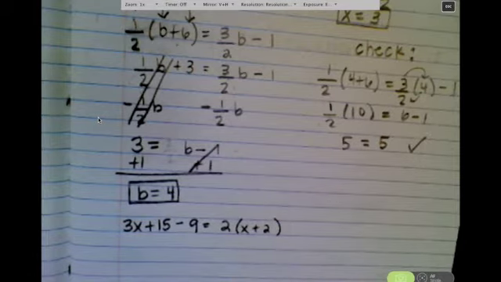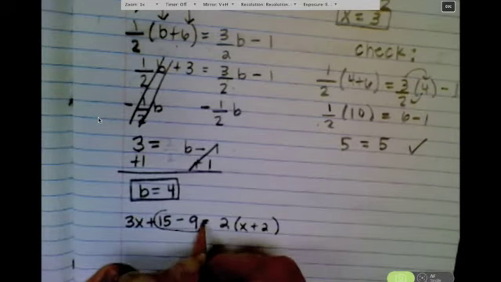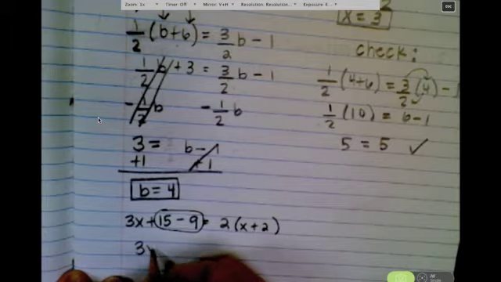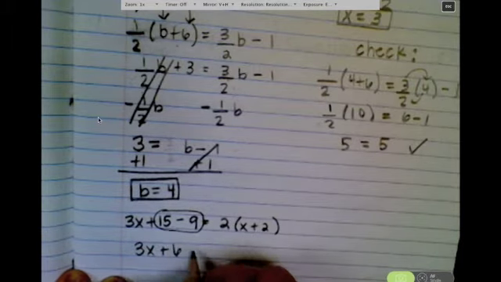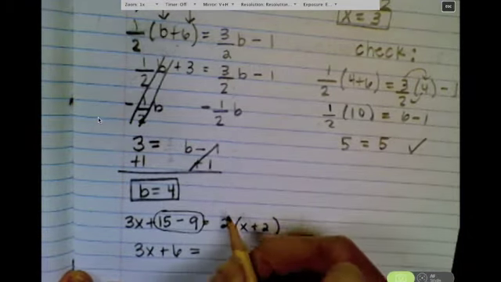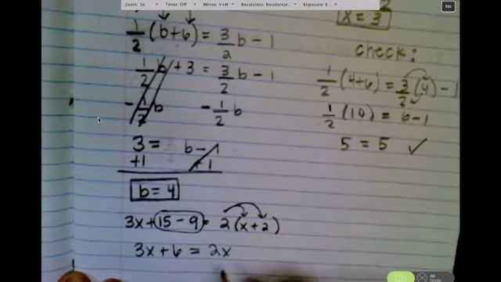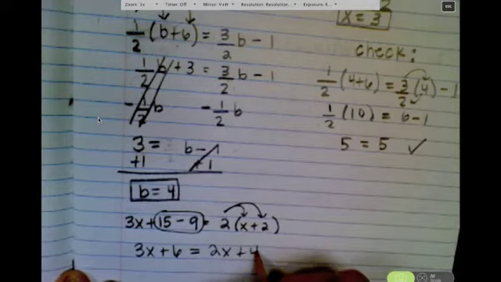On the left side of the equation, I can combine the whole numbers. 15 minus 9 is 6. And on the right side, I can distribute the 2. 2 times x is 2x, and 2 times 2 is 4.